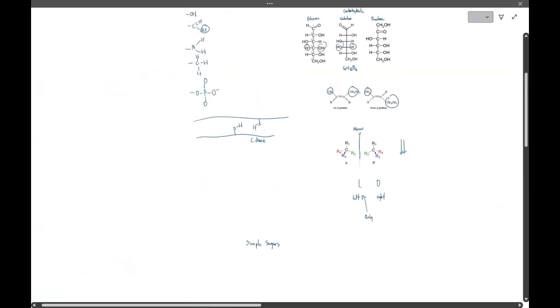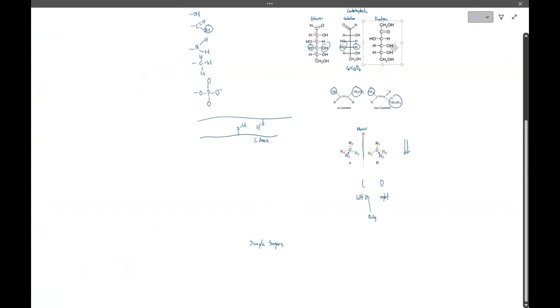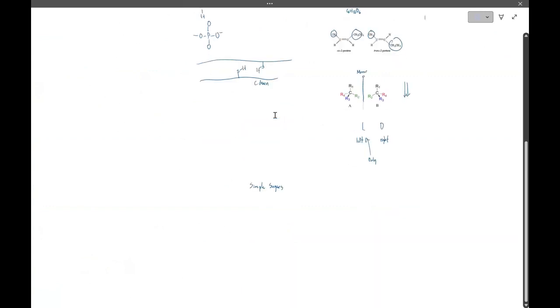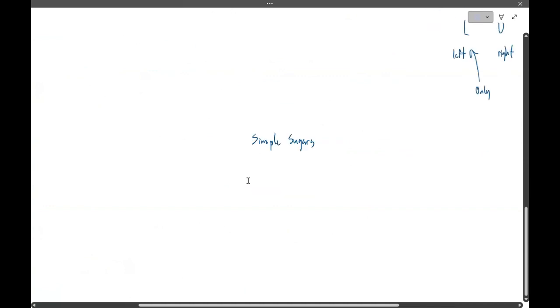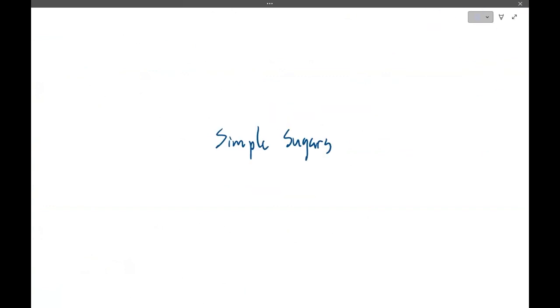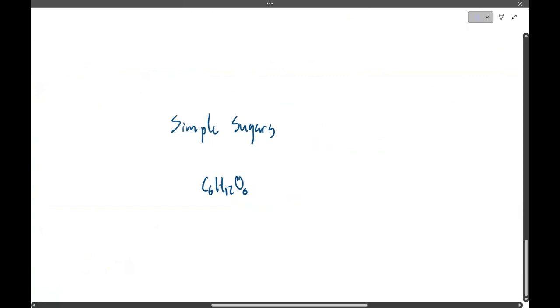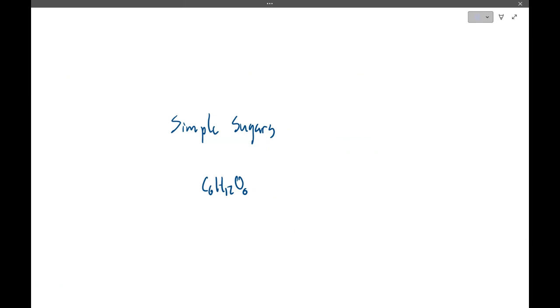And you can see these are some examples of carbohydrates. So for all intents and purposes here, we're just going to say that the most simple a carbohydrate can get is C6H12O6, which means that you either have glucose, galactose, or fructose.